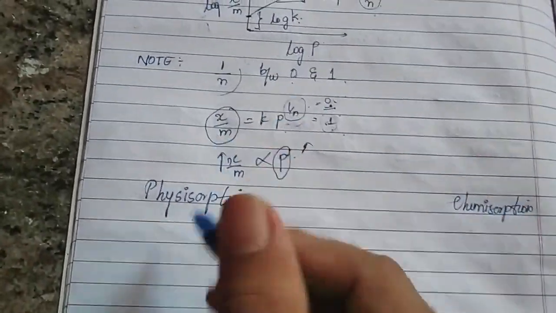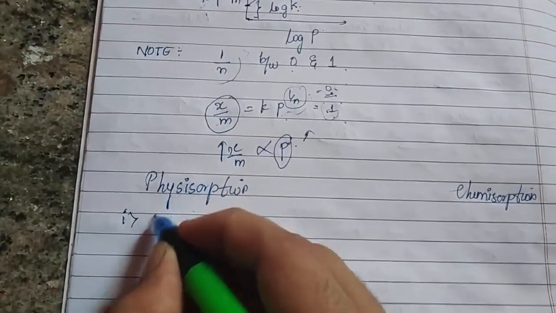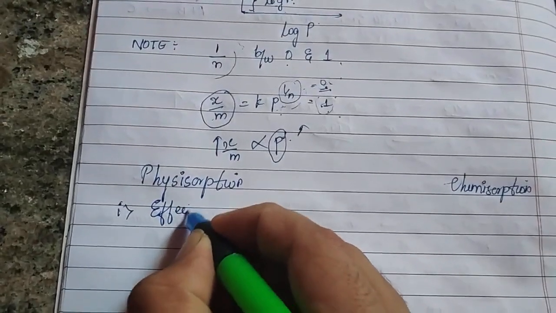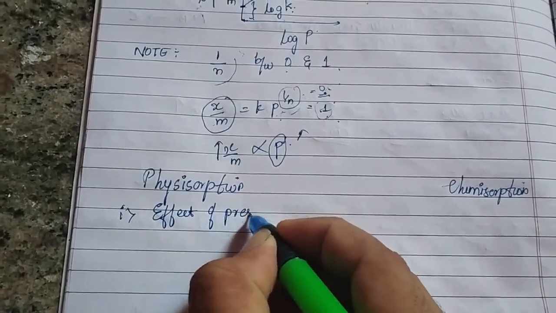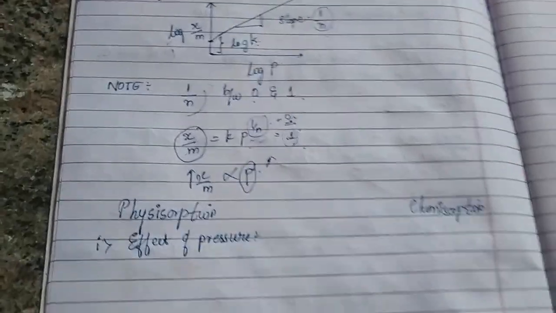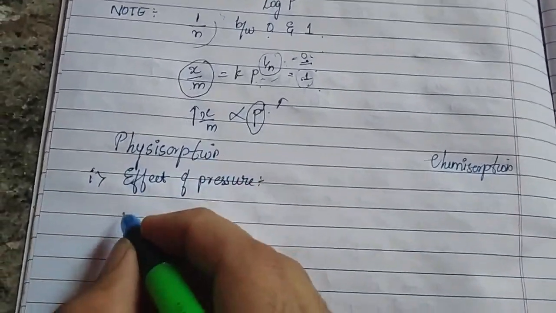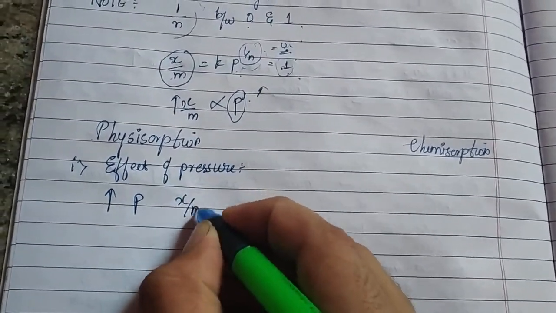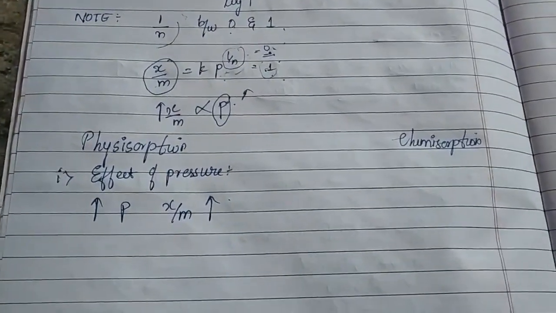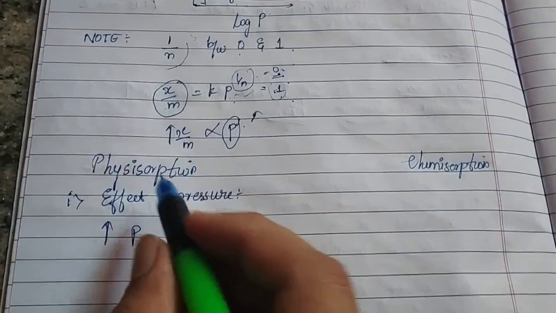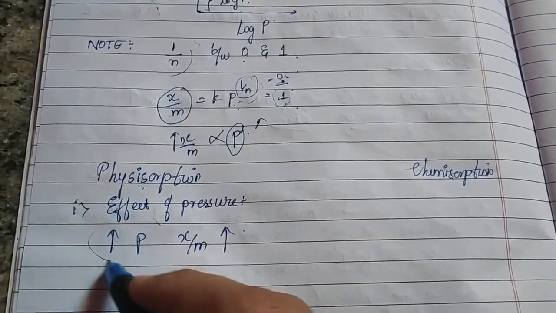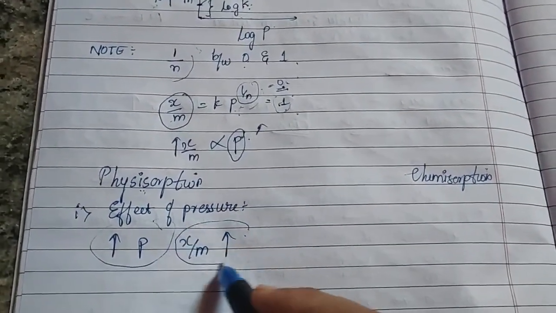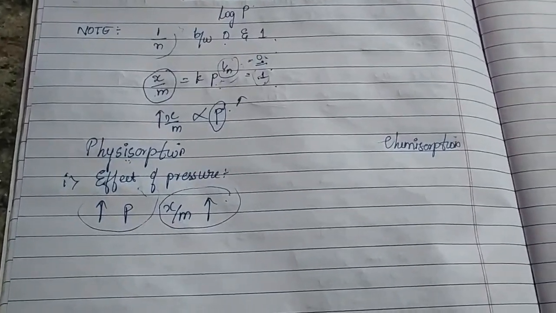Okay, now let us see what happens in physisorption. Effect of the pressure. Remember, in physisorption, as the pressure increases, the rate of your adsorption also increases. What I am saying is, in physisorption, as the pressure increases, the extent of the adsorption also increases.